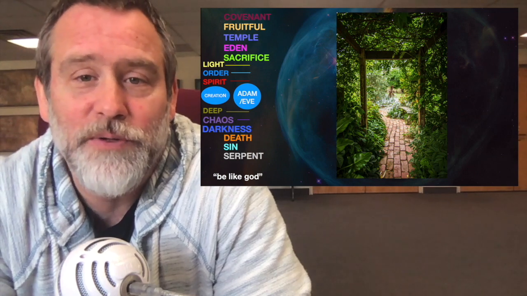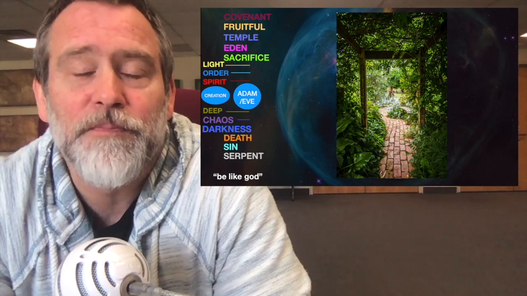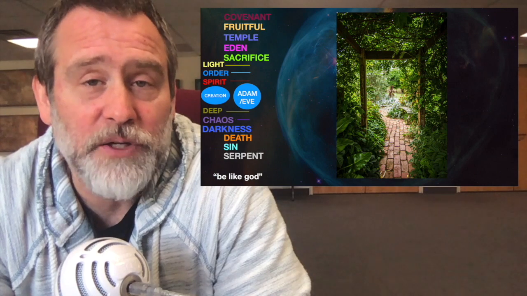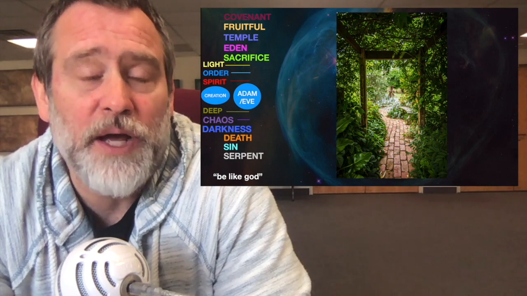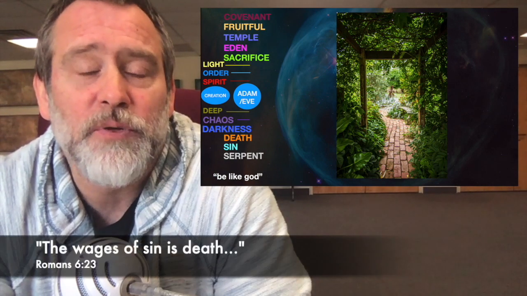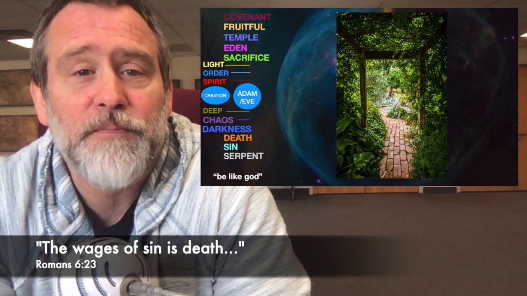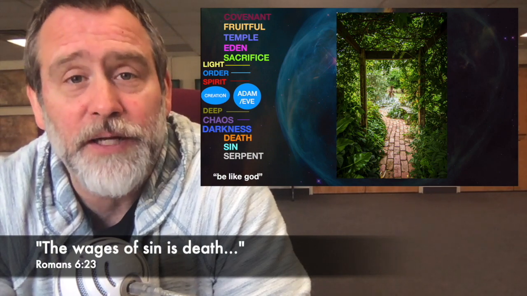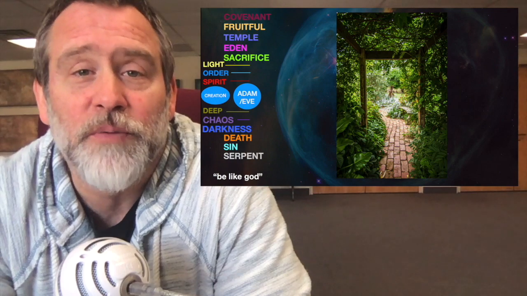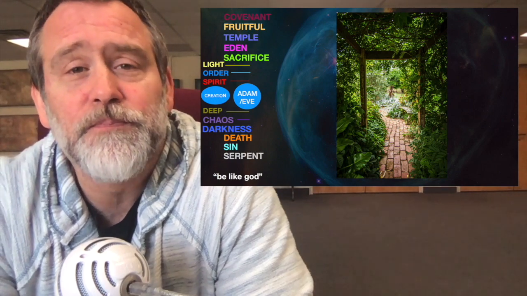It didn't go well. First, they hid in shame. Then, in the first act of violence recorded in the Bible, an animal died to cover their shame. The wages of chaos is death. We've known this since the beginning. It's a hard lesson to learn, but one that we easily forget.